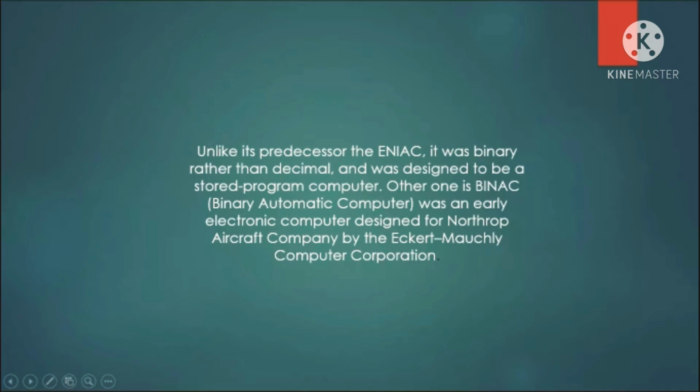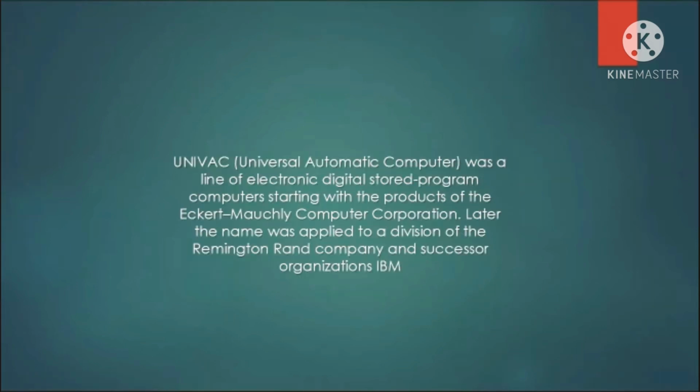Another one is BINAC, also known as Binary Automatic Computer, an early electronic computer designed for Northrop Aircraft Company by Eckert-Mauchly Computer Corporation. The next one is UNIVAC, the Universal Automatic Computer, a line of electronic digital stored-program computers starting with the products of Eckert-Mauchly Computer Corporation. Later the name was applied to a division of the Remington Rand company and a successor organization.